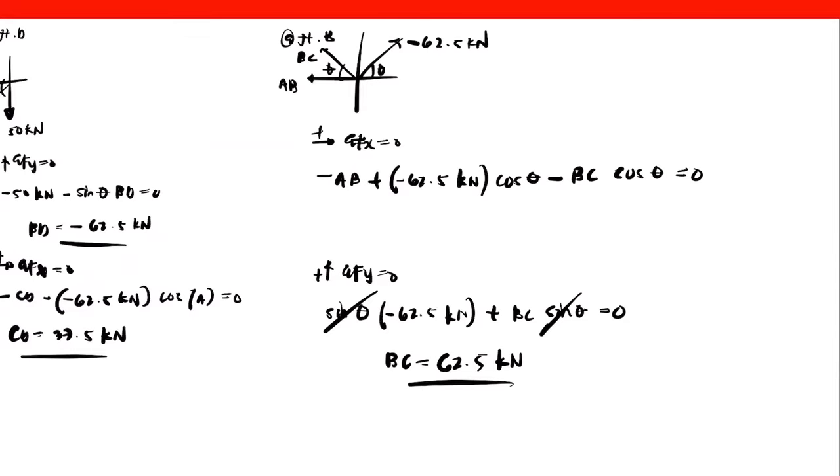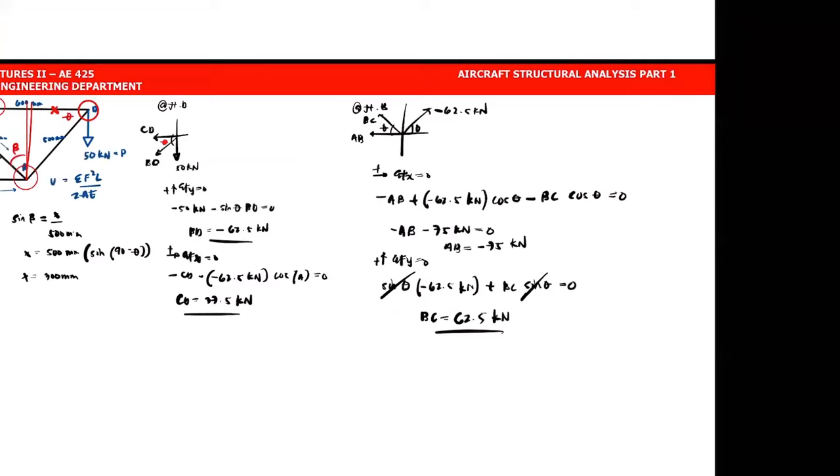Apply it here. So, that is negative 62.5 times cosine theta, minus BC, which is 62.5 positive, cosine theta, and that is negative 75. So, negative AB minus 75 kilonewton is equal to zero, and AB is equal to negative 75 kilonewton. Okay? So that is your member AB.